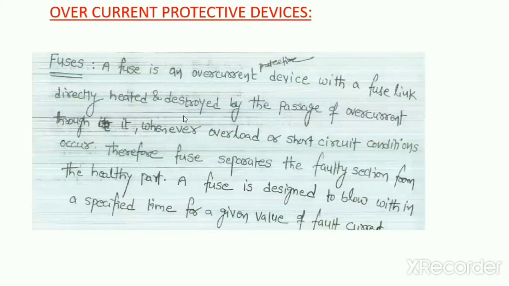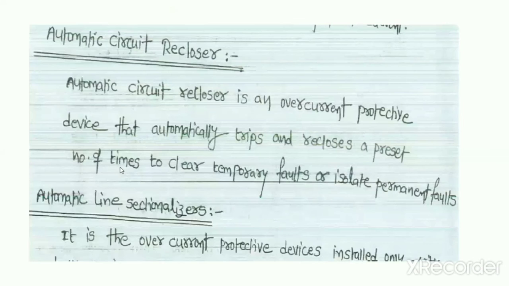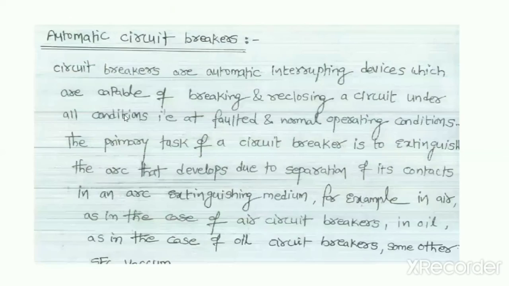These are the various types of protective devices used in distribution systems. The overcurrent devices are, first, the fuse; second, automatic reclosers; third, the automatic line sectionalizer; and fourth, automatic circuit breakers. These are the main overcurrent protective devices used in distribution systems.